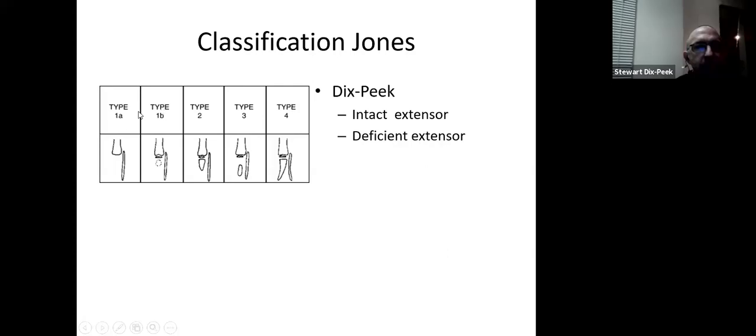What I found interesting is the 1A is the total absence of the tibia. So that's really bad. Then it goes to the 1B, where actually there's a little nubbin, an Anlage, and we can talk about the word.